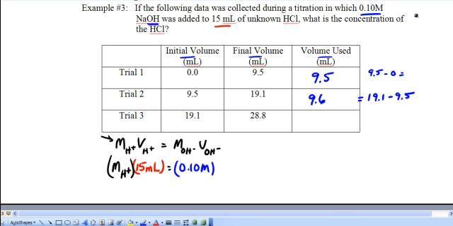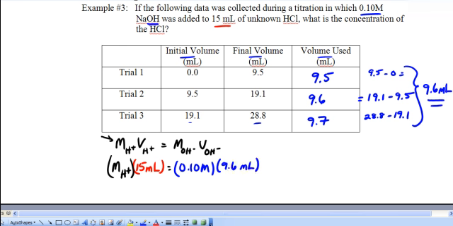And when you take a look at your final trial, if you started at 19.1 on the burette and ended at 28.8, you must have added 9.7. That's the difference. So when you take an average of those, it's an average of 9.6 milliliters. That is on average how much base was needed to neutralize your acid. And so that is the amount of base that we're going to plug into our equation.